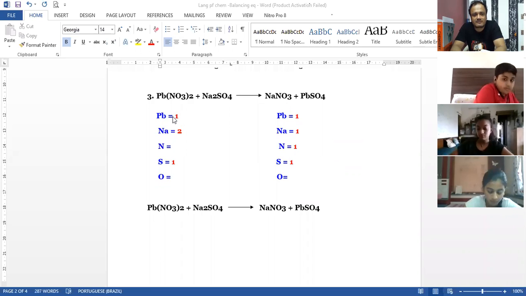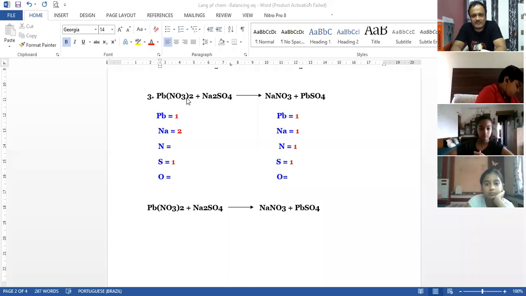Okay, so again, for those who want to do it this way, we write down the name of the elements on the left hand side and the right hand side. So that is lead, we have got sodium, nitrogen, sulfur, and oxygen. Now counting the oxygen is a little important. I want everyone to pay attention over here.